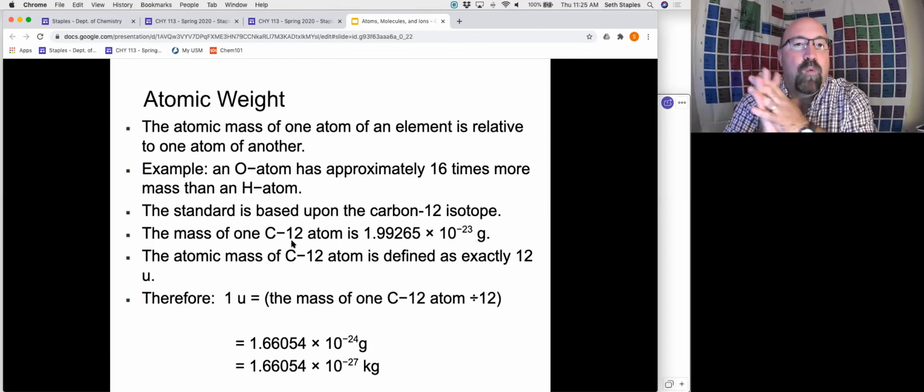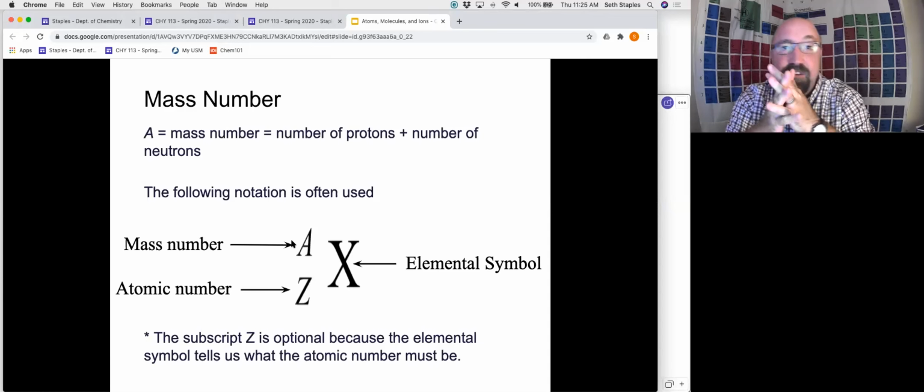We also have atomic weight. And actually, I'm going to come back to the atomic weight later on. We're not going to focus on it that much right now. Let me come back to this in a little bit. Mass number is the next concept that I really want to talk about. The mass number is equal to the number of protons plus the number of neutrons in a nucleus.